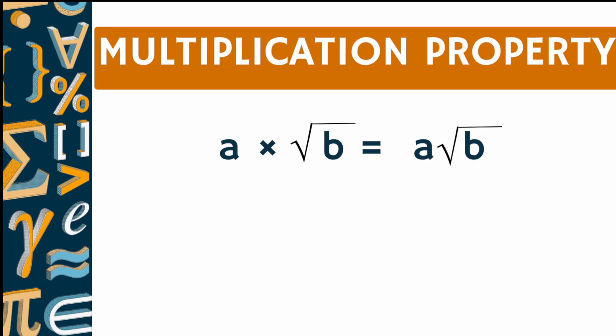Now, the first multiplication property we'll be looking at is when A multiply root B, the answer will be equal to A root B. Very simple. If you're multiplying a surd, or an irrational number, with a whole number, just merge them together. Just like in algebra, when you have 2 times x, that will be 2x. The same thing if you have A multiply root B, that will give you A root B.